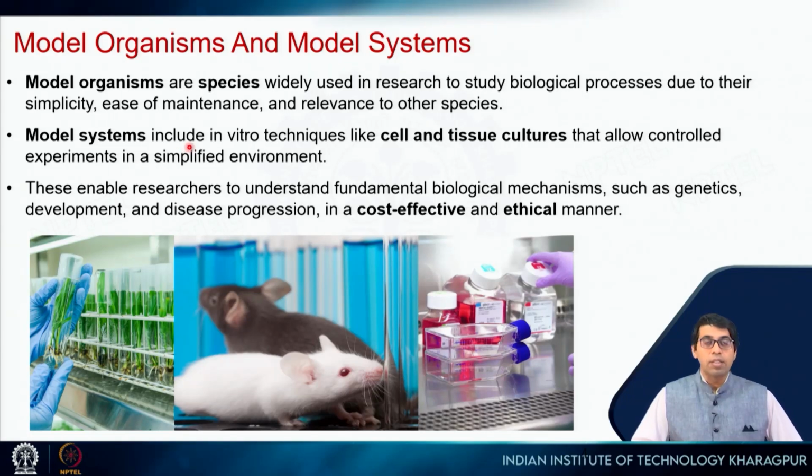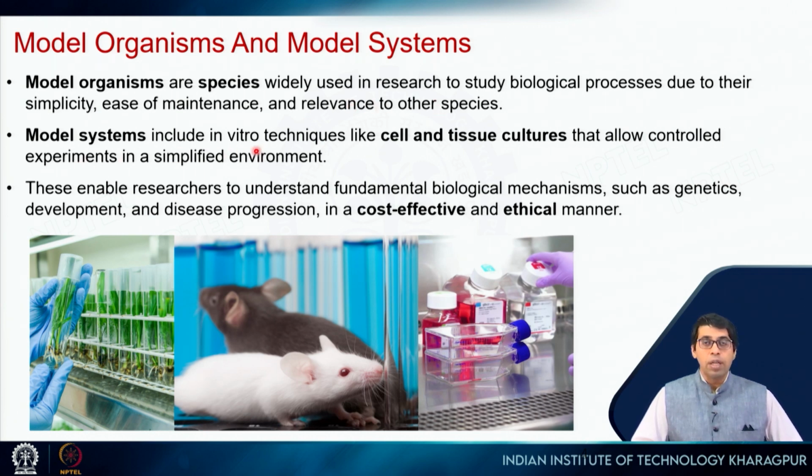So, what are the characteristics? Model organisms are species widely used in research to study biological processes due to their simplicity, ease of maintenance and relevance to other species. So, simplicity means that they can be handled easily. Ease of maintenance means that they can reproduce easily. So, their genetics and all the other characteristics of these organisms are already well known, and whatever information is obtained by experiments in this organism can be translated to other organisms. So, their relevance to other species.